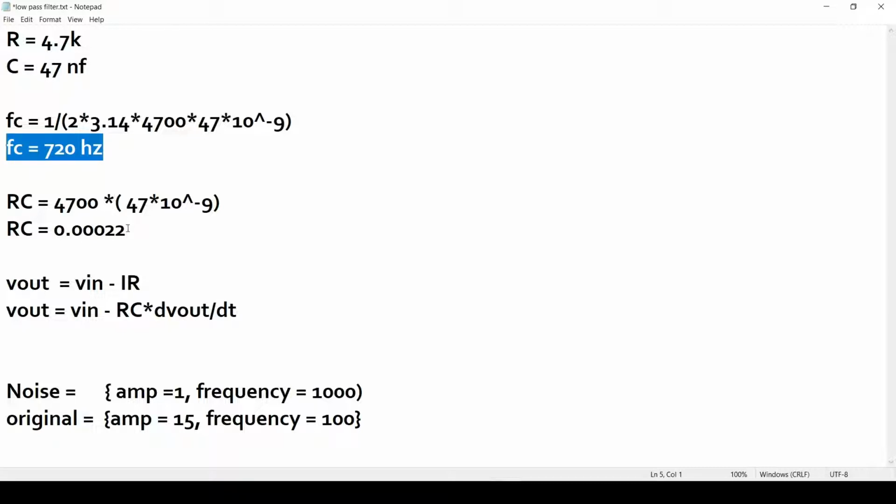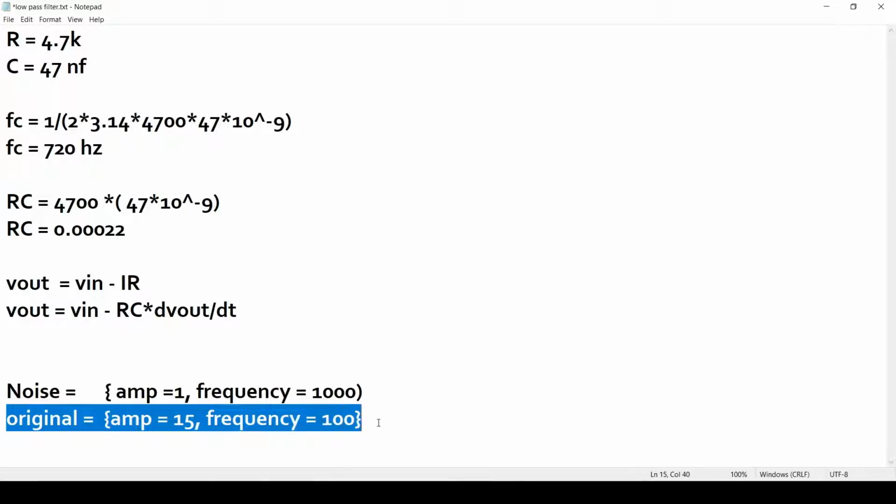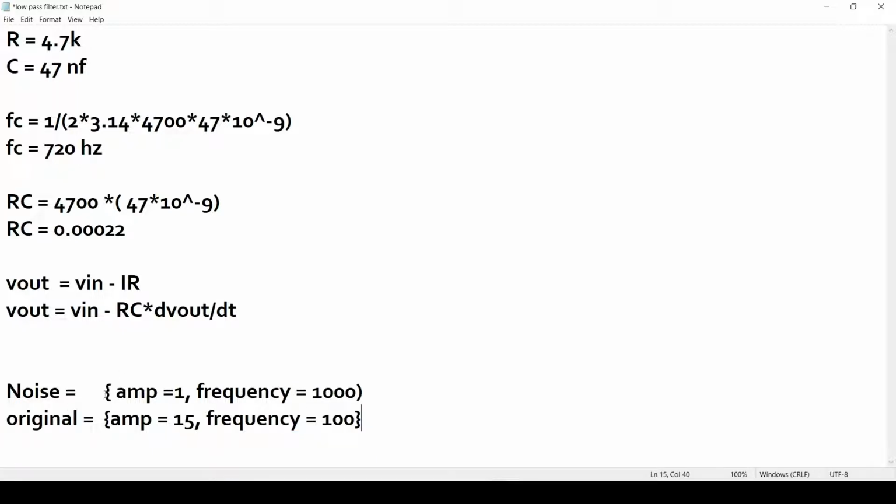Okay, this is the one thing. So in my example, I want to take the noise signal as amplitude 1 and frequency 1000, and my original signal is amplitude 15 and frequency 100. So our low pass filter should only allow this second signal and eliminate the noise signal. And we know that for a low pass filter we take the output across the capacitor.